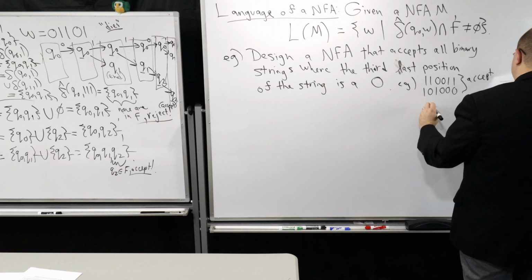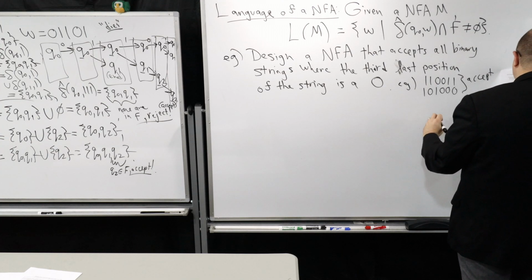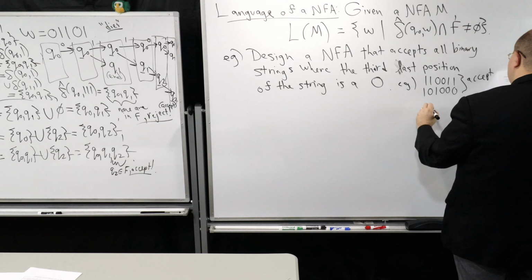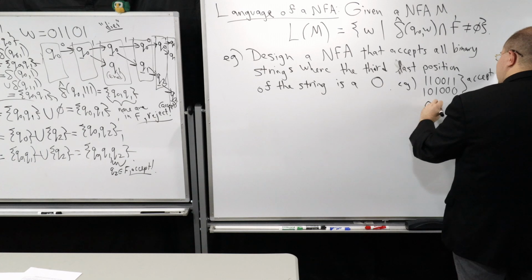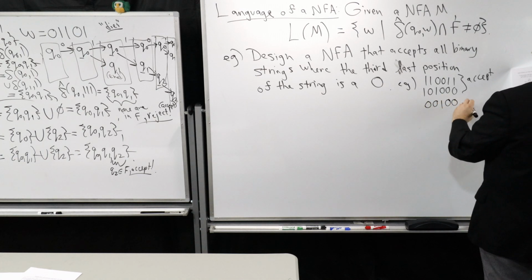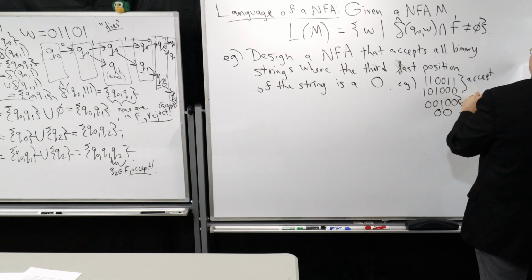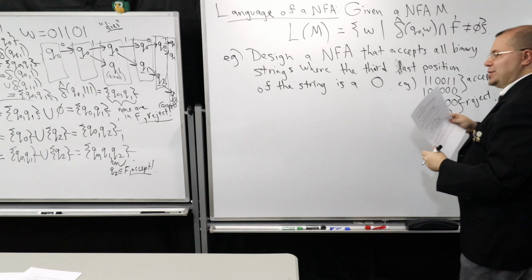And if we want to reject, could somebody give me a string that would reject under this idea? So 0 0 1 0 0. Yeah, that works. Perfect. So that rejects. Like 0 0 should also reject. These are just some examples of things that this should certainly reject.